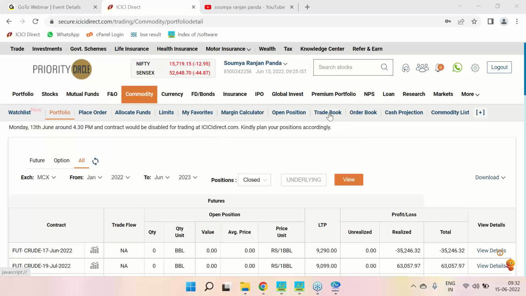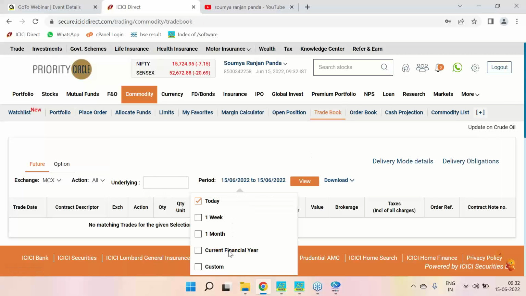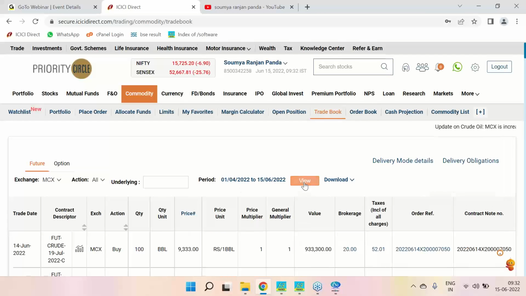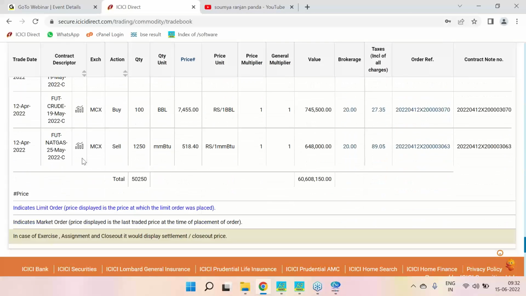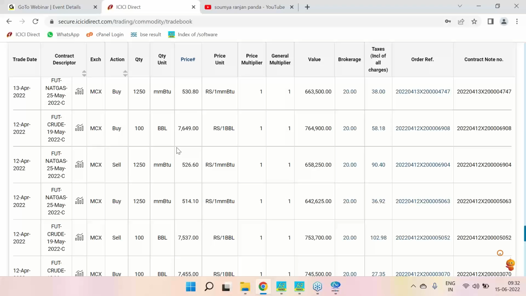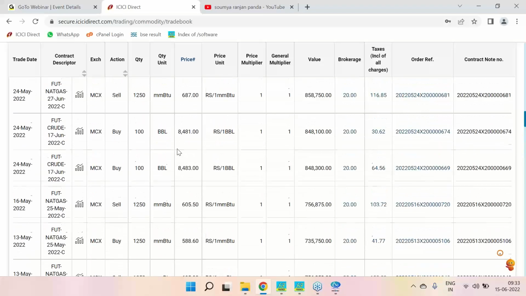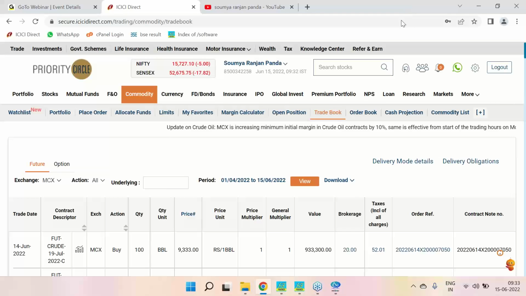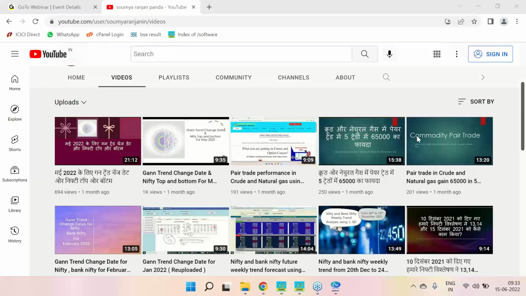If you go to the trade book, you can see this current financial year, I started this on the 12th of April. I have given those outcomes, the profit and loss analysis, on our YouTube channel. The same concept you are going to learn tomorrow. So tomorrow's session is very important.